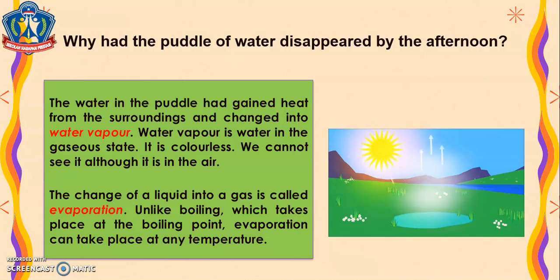The water in the puddle had gained heat from the surroundings and changed into water vapor. Water vapor is water in the gaseous state. It is colorless. We cannot see it, although it is in the air. The change of a liquid into a gas is called evaporation. Unlike boiling, which takes place at the boiling point, evaporation can take place at any temperature.